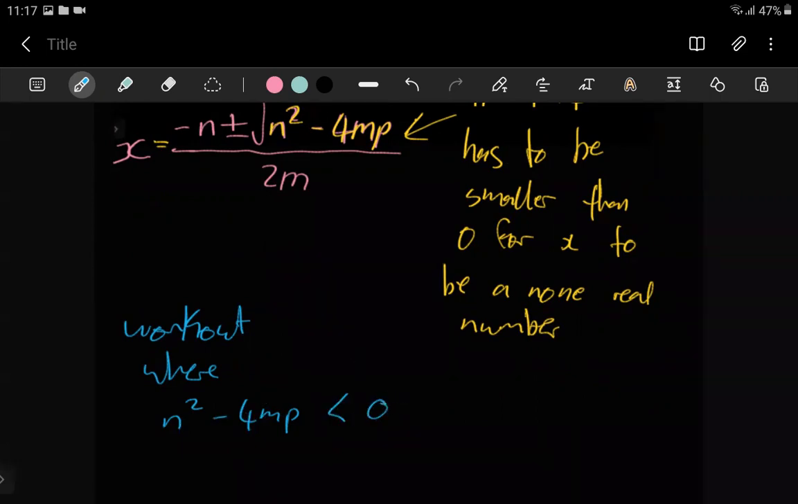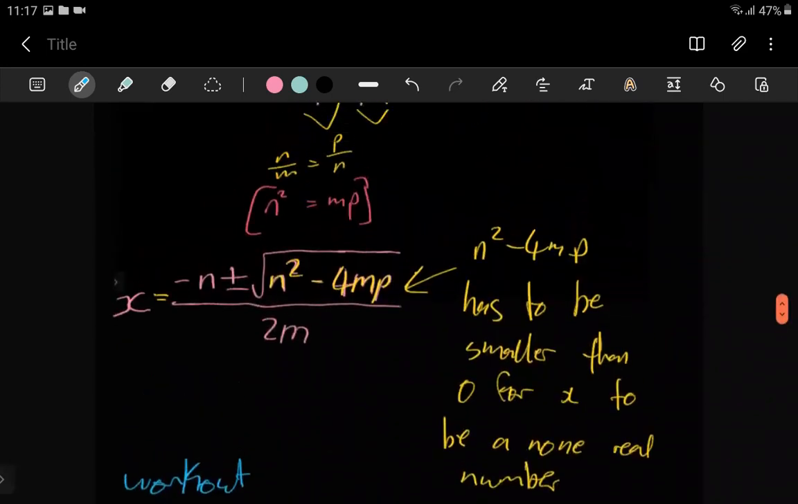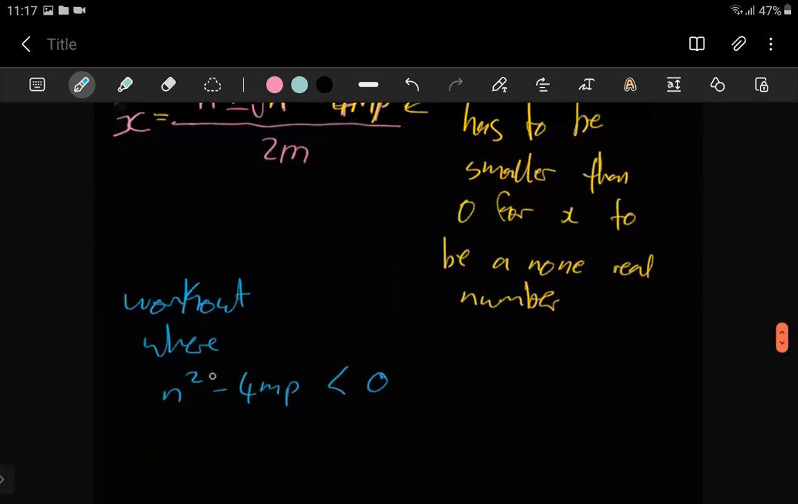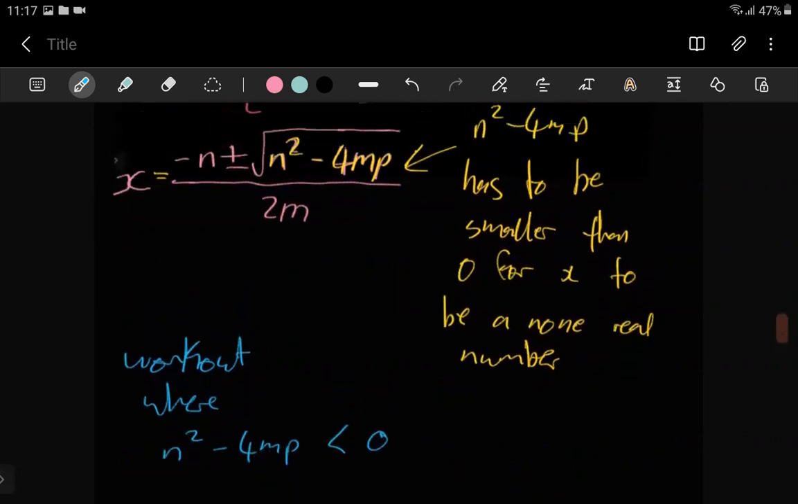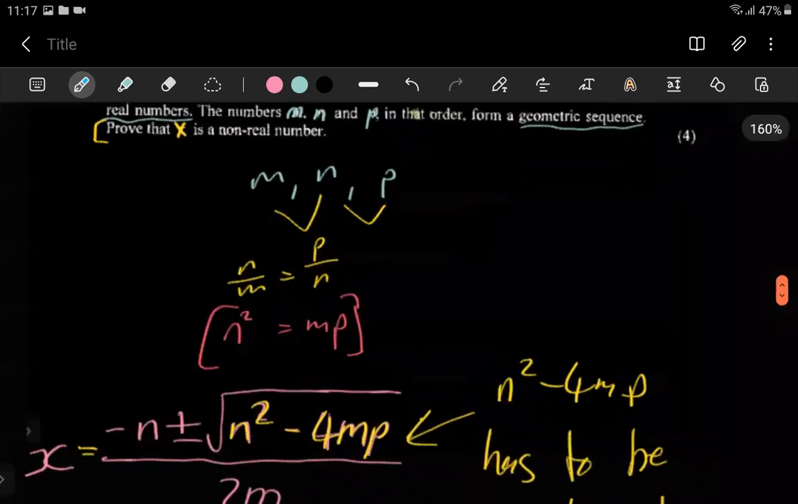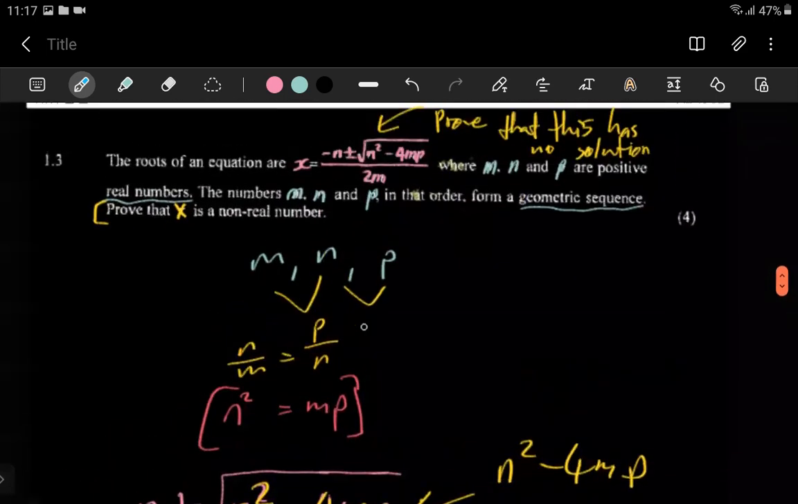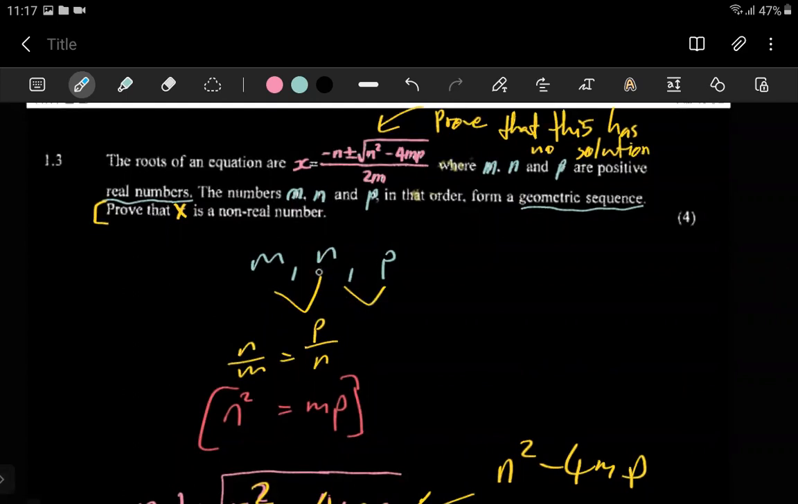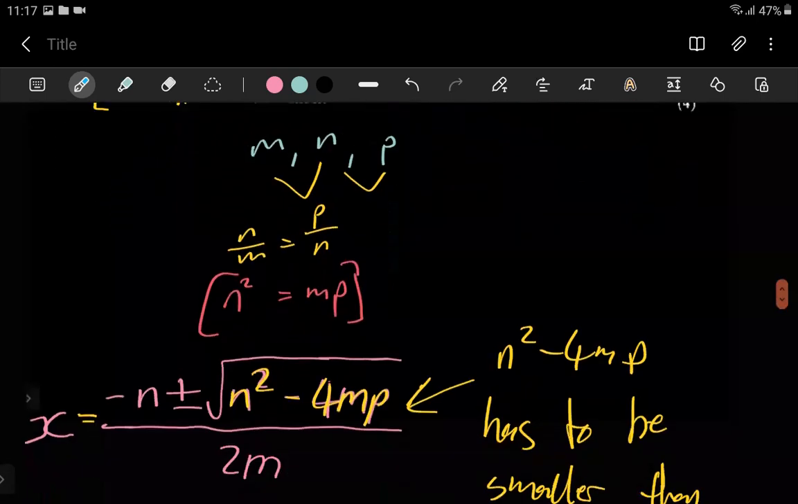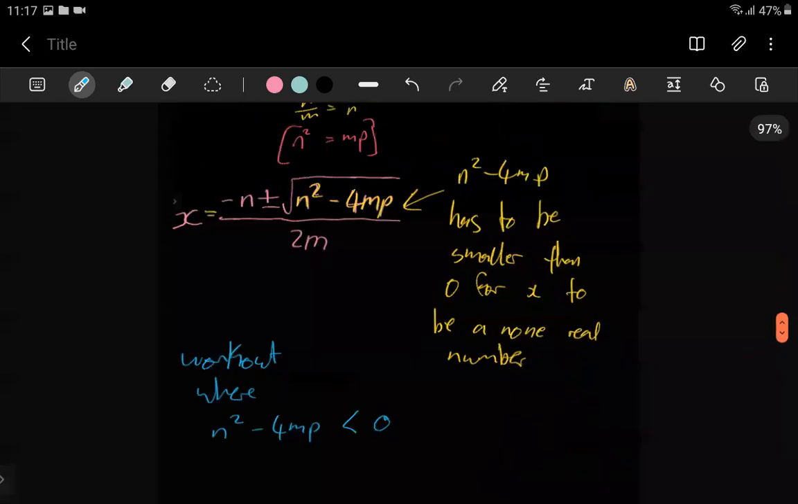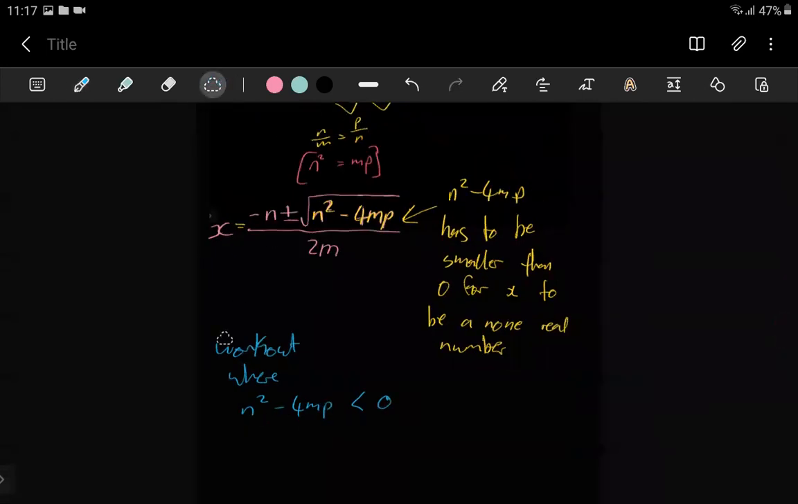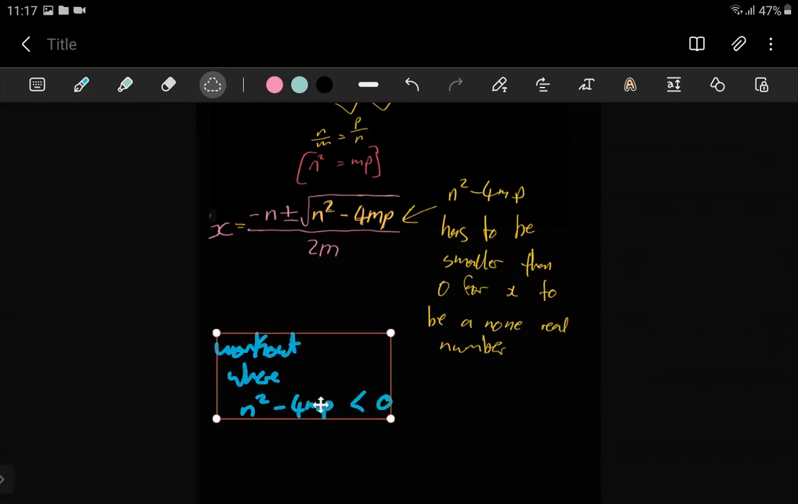So this one is going to be a bit tricky because so far, looking at what we have, it doesn't look very promising. We're working out where n squared minus 4mp is smaller than 0, and from what we have here, we said n over m is equal to p over n. Cross multiplying this gave us n squared is equal to mp. So if we're being a bit extra, we could even throw n squared where mp is. But then, yeah, I think that could work.